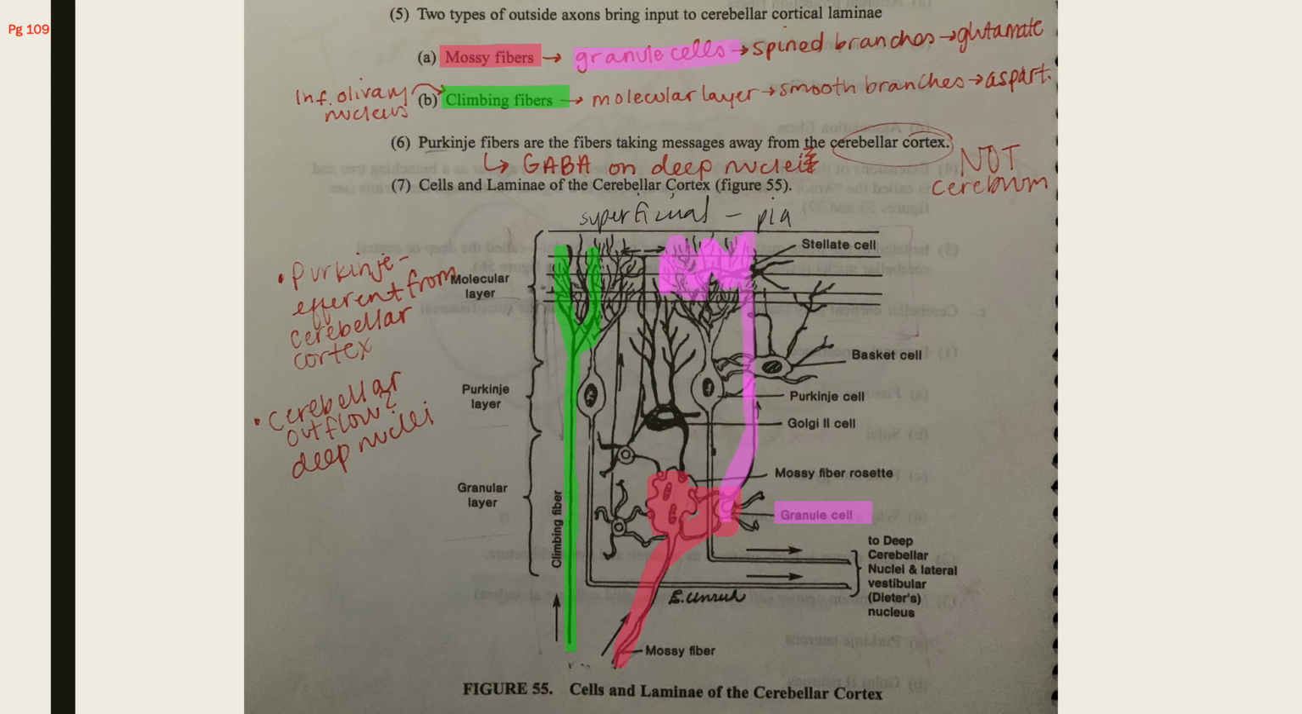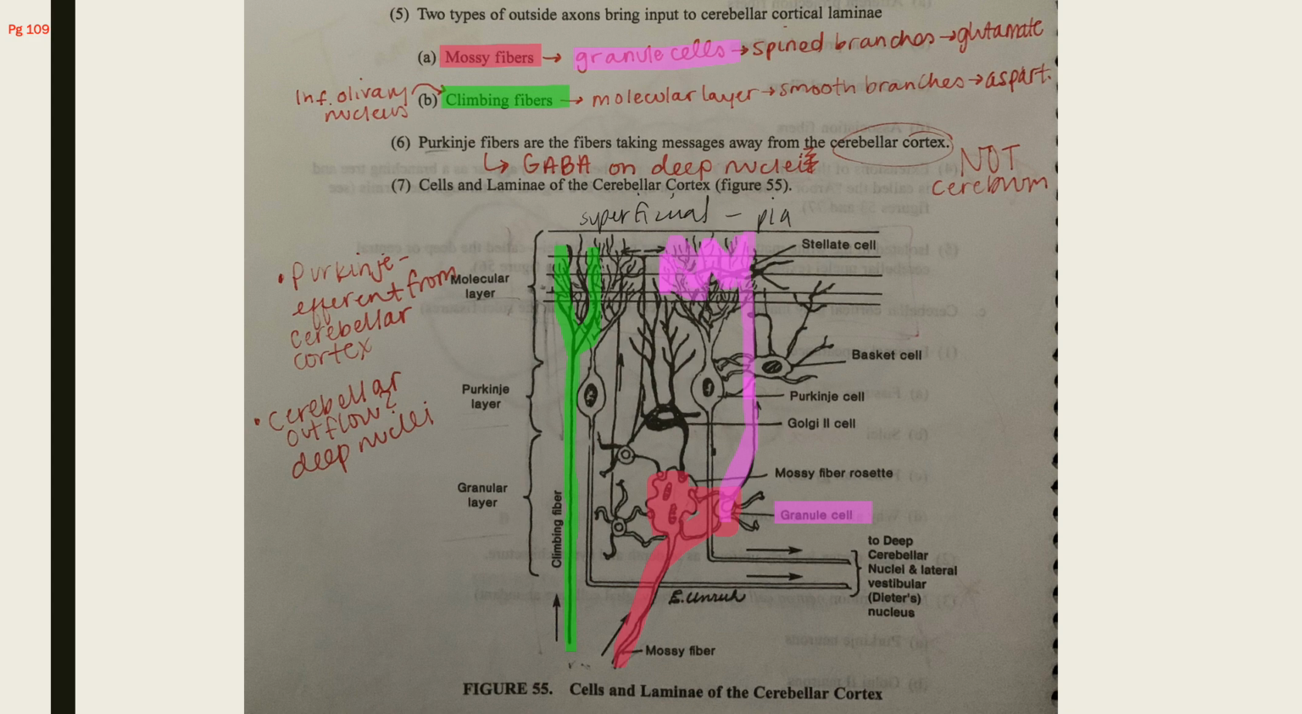So just looking at the diagram in the cortex, there's 3 layers. Starting from the bottom, we have the granular layer, then the Purkinje layer, and then the molecular layer. The molecular layer is the most superficial layer, and I wrote up at the top, superficial, pia. The pia, if you remember, that's the most internal layer of the dura, is going to be right next to that. So then the granular layer is going to be the most internal layer.